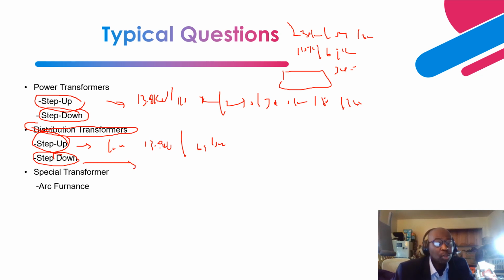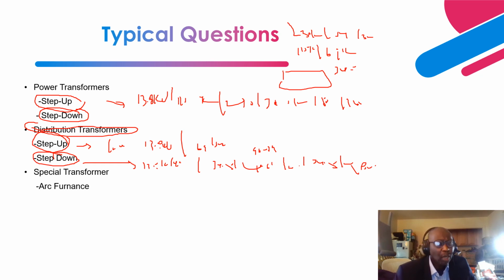Then, most often than not, at the distribution level, a lot of the transformers are step down, where you have 13.8 kV to, let's say, 480 volts, right? 34.5 kV to 4.16 kV or 6.9 kV or 34.5 kV to 480 volts, right? So those are the type of step-down transformers, and about 90% to 95% of the transformers on the distribution level are step-down transformers.